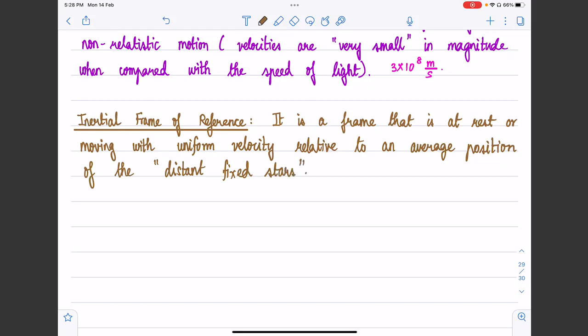Sometimes, more than vague, they may be axiomatic definitions, right? So what do we mean by axiomatic definitions? We take them to be correct, we don't explicitly question them, and then we go ahead, right? So that's what we are going to do. That is what is called an inertial frame of reference, right?